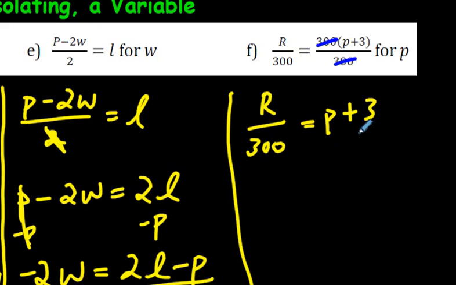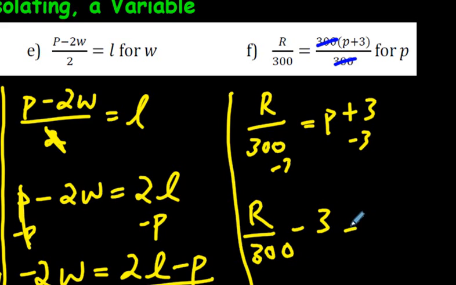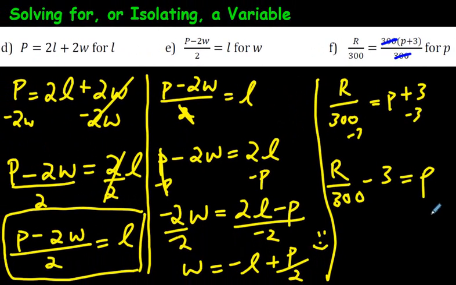And we want to get p all by itself. So simply get rid of this 3 by subtracting 3 from both sides, which would look like this. R over 300 minus 3 is equal to p. And that would be the answer. We would be done. Okay? That question was not as lengthy as I thought. But again, the question's not exactly easy.